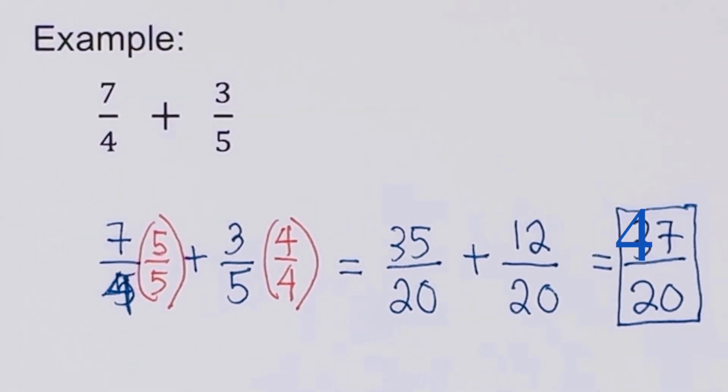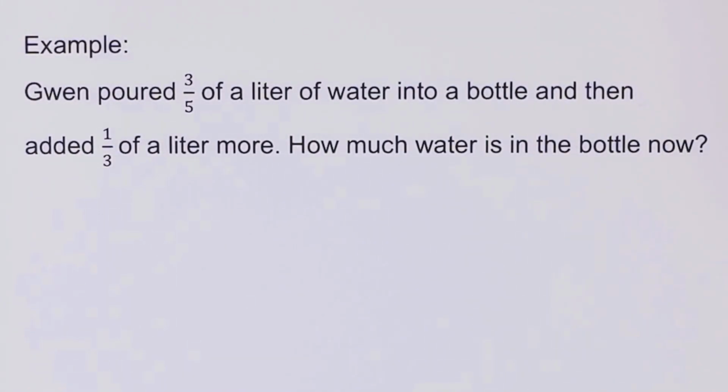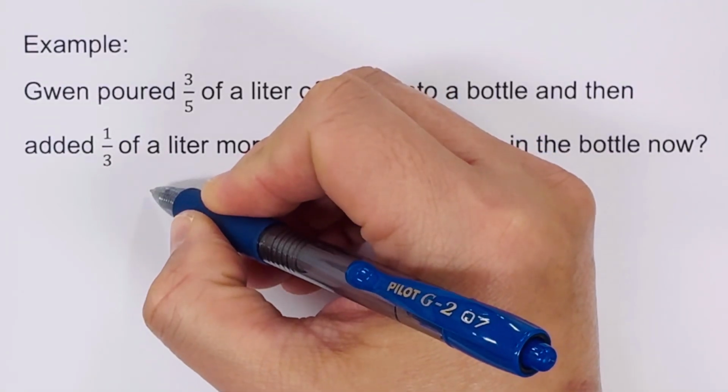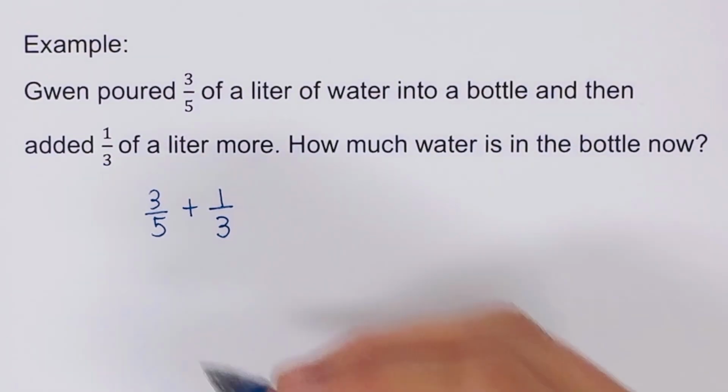Now let's have another example. This example is a word problem. Gwen poured 3/5 of a liter of water into a bottle and then added 1/3 of a liter more. How much water is in the bottle now? What we are going to do here is add these two fractions together. That's 3/5 plus 1/3. So I'm going to go ahead and write that down here. Again, please notice that their denominators are not the same, so we have to make their denominators the same. We're going to use the giant 1 method to do that.